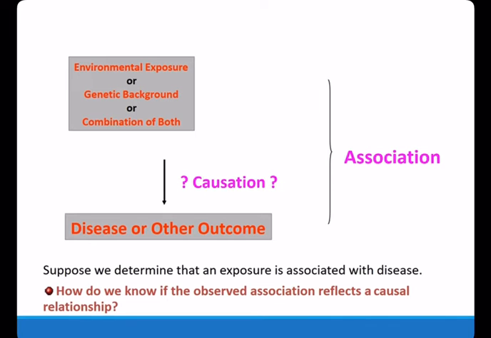Now let's come to the question. Suppose we have determined that an exposure is associated with a disease, such as environmental exposure, genetic background, or a combination of both being associated with the disease or outcome. How do we know if the observed association reflects a causal relationship?